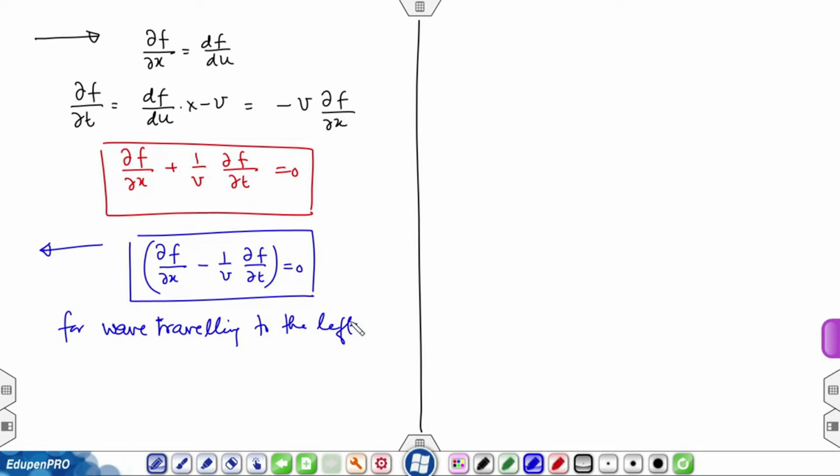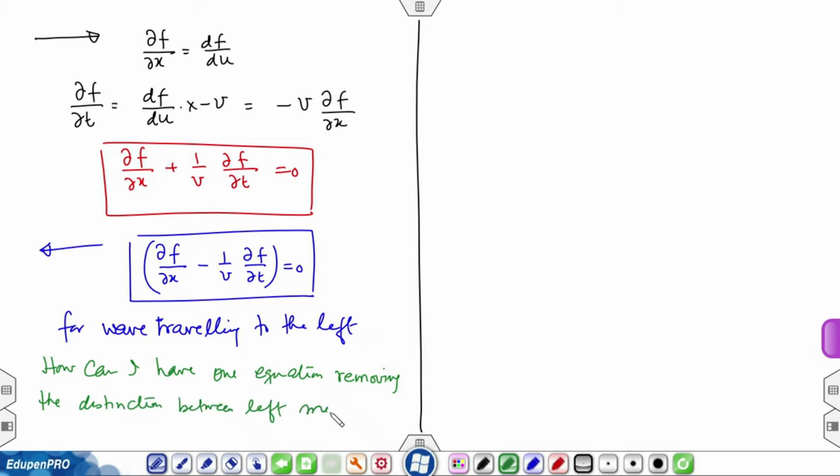What if I want to have one equation and remove the distinction between left and right? So, the question I am asking is, how can I have one equation removing the distinction between left moving and right moving wave, because then I will have a general thing.